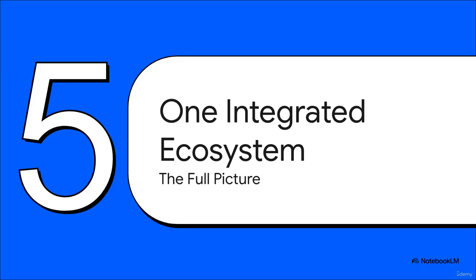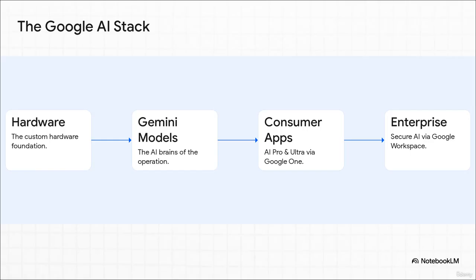All right, let's pull back for a second. Let's zoom out and put all these pieces together so we can see the big picture, how this whole ecosystem works. It really all builds on top of each other like a stack. At the bottom, you have the foundational hardware. On top of that, you have the Gemini models, the engine we talked about. Then you have the consumer apps, which are delivered through Google One. And at the very top, you have that secure enterprise platform, Google Workspace.